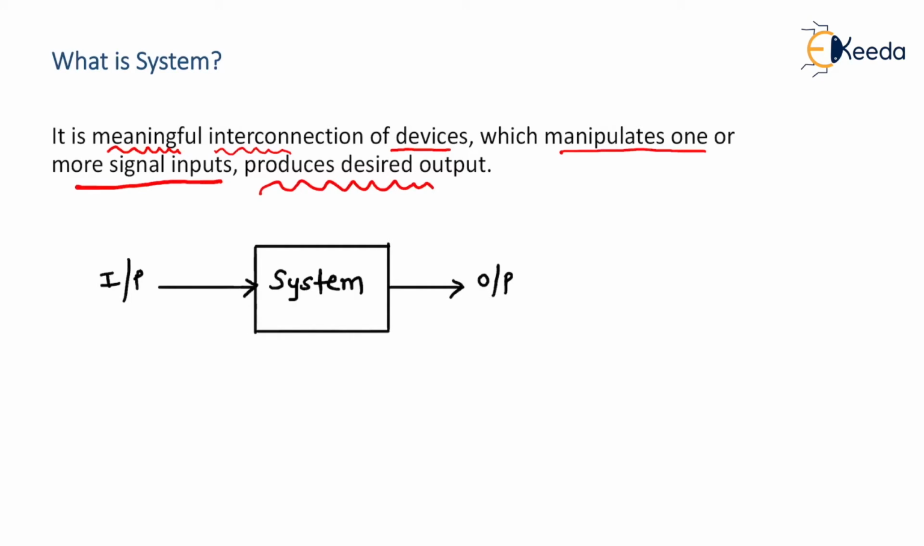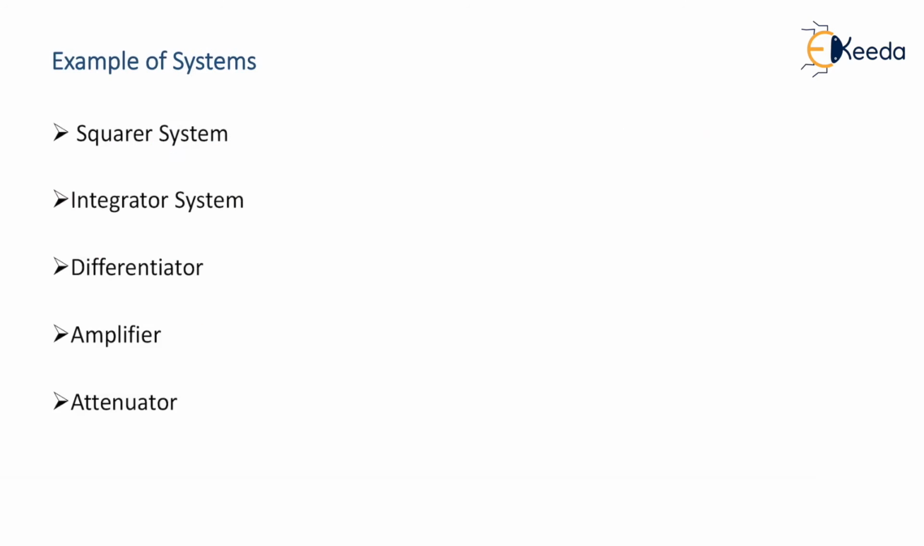So a block diagram of a system is shown. Right now only one input is shown, but it might happen that it may have multiple inputs together, and after processing those inputs it is going to produce a desired output. Now we will see what real-time systems are, then it will make sense. So here are some real-time examples of systems.